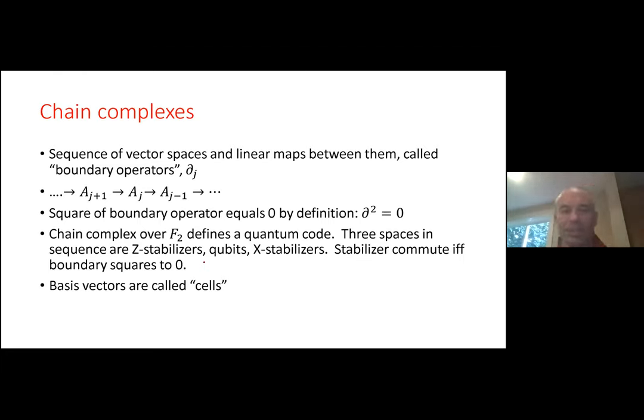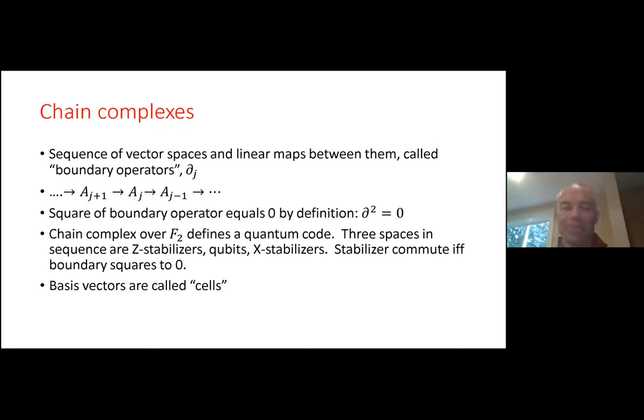A chain complex is defined by a sequence of vector spaces. So I've written some down here. I'm using a letter A for a chain complex A, and I'm using some subscript to indicate something that we'll think of as a dimension. This index J will be like an integer. So this might be like A2, A1, A0, a sequence of them.